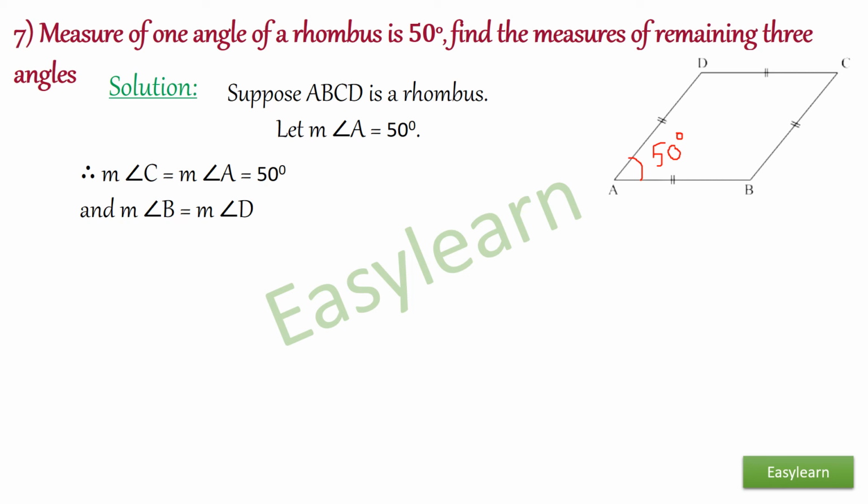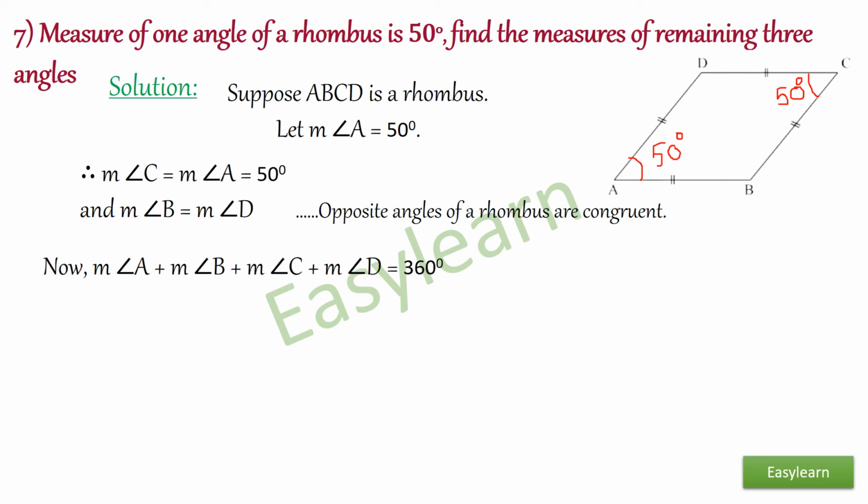Now we know the property of a rhombus that the opposite angles are equal. So A will be equal to C and angle D will be equal to B. So if A is 50, then C will also be 50 degree because the opposite angles are equal. Now we have to find angle B and angle D. Now we know rhombus is a quadrilateral and the sum of the angles in a quadrilateral is 360 degree. So we have measure angle A plus B plus C plus D is equal to 360.